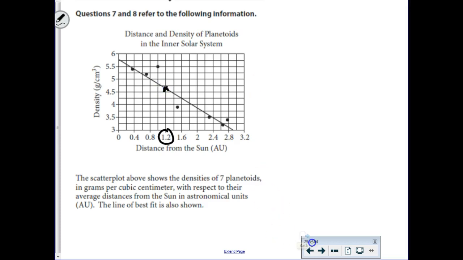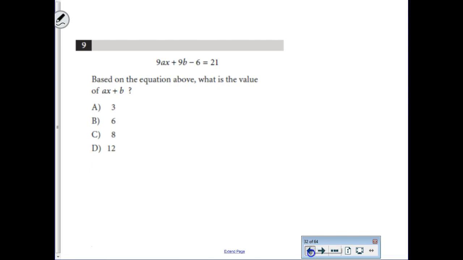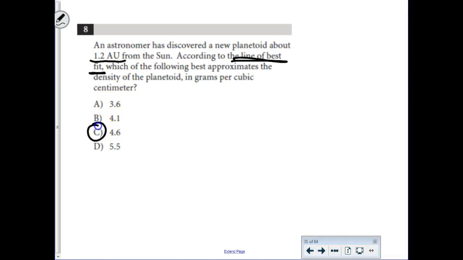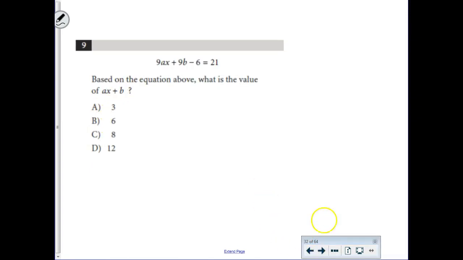Nothing tricky there. These questions used to be on what was called the science test on the ACT. They would have their own section and therefore their own score, but then eventually the educational community decided this is really just a math question. It's data interpretation, so I used to like the science test a lot. It was fun. All right, based on the equation above, what is the value of ax plus b?